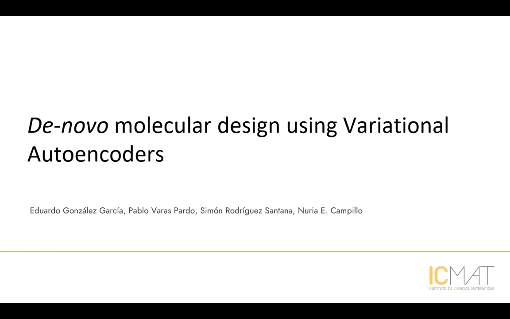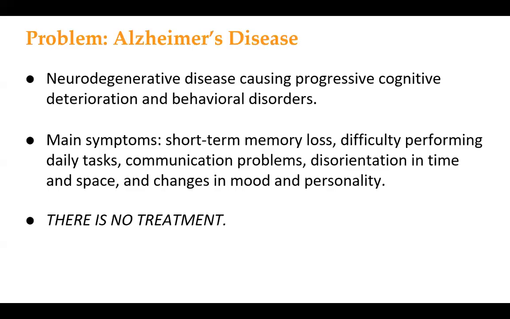So I was going to talk about an application of variational autoencoders, and how they can be used to help molecular design. Right now we have a big problem, which is Alzheimer's disease, a neurodegenerative disease that has no treatment. There are some palliative measures that we can take, but we don't really have any kind of cure for it. Since it affects quite a lot of people and its symptoms are quite bad, it's interesting to try to find molecules to treat it.